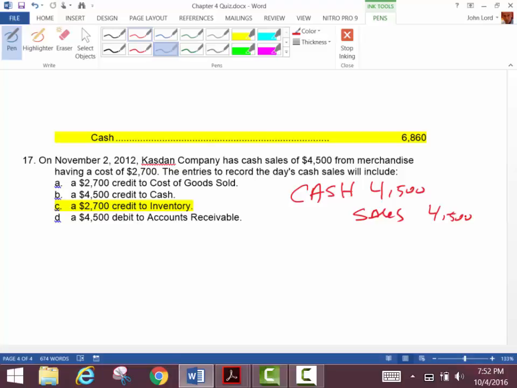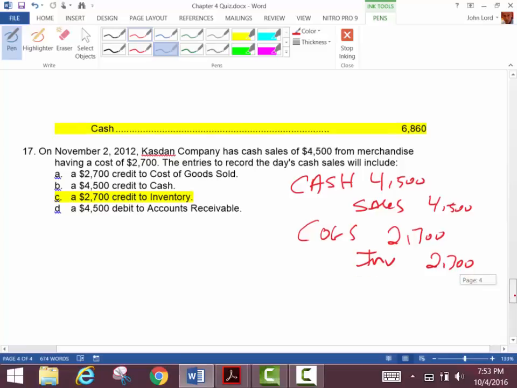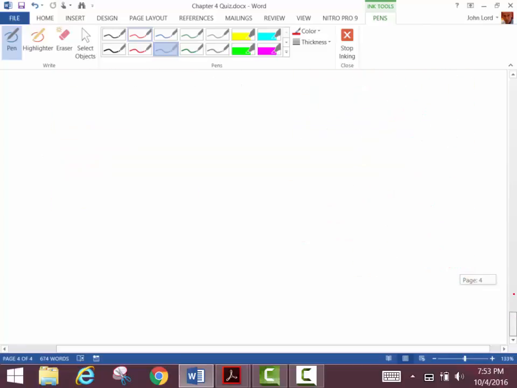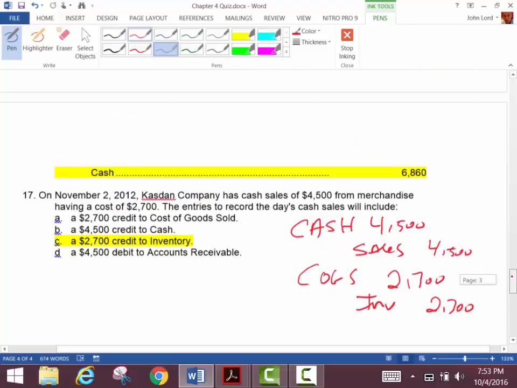Then what? Then we have to recognize the cost of goods sold, don't we? So we debit cost of goods sold for $2,700, and we credit what? Credit inventory for $2,700, right? Okay, good. That's it? Okay. So that's chapter 4.